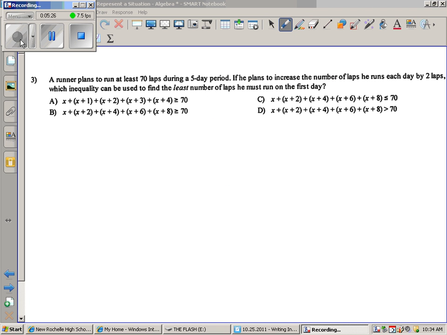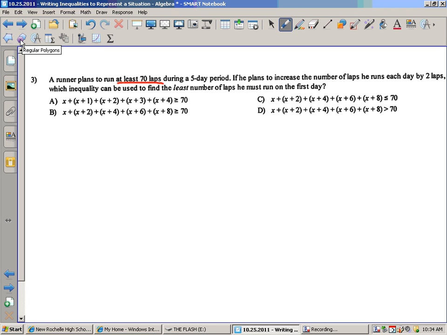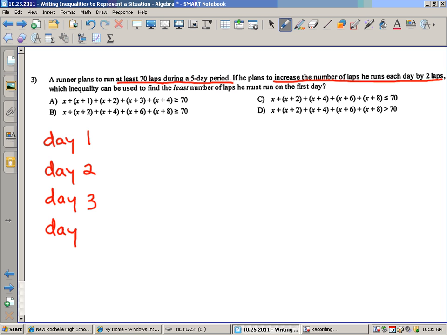Okay. So we're going to run at least 70 laps. That's what this runner plans to do during a 5-day period. He plans to increase the number of laps he runs each day by 2 laps. Then we've got to find an equation that'll do this. Let's write down some things we know. There are 5 days to this event, right? And I awarded 1 point on your test if you just started to take notes on the problem itself. Let's take that down. So day 1, day 2, day 3, day 4, and day 5.